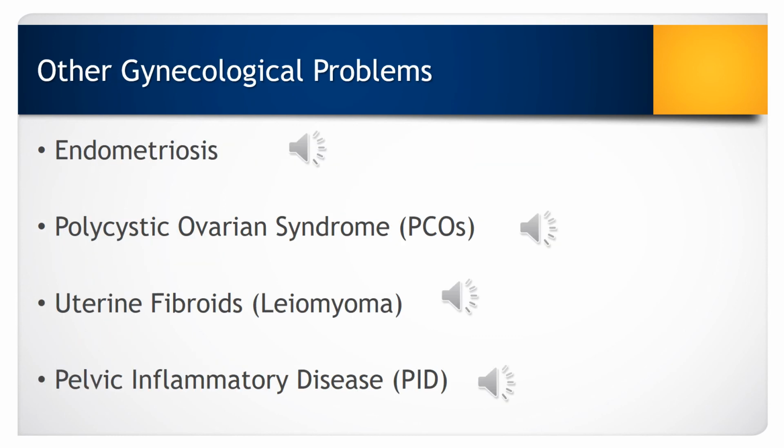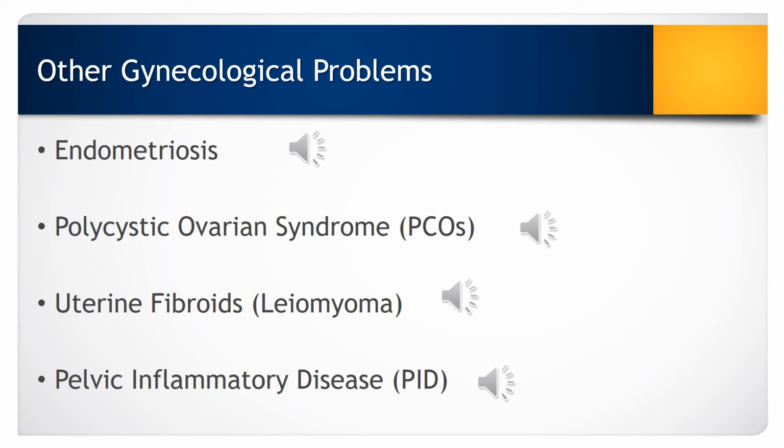I want to talk about a couple of other gynecological problems that affect women. We'll discuss endometriosis, polycystic ovarian syndrome, and uterine fibroids. First, endometriosis. So endometriosis is a condition where some of the endometrial tissue, that endometrial lining of the uterus, plants itself or is growing outside of the uterine wall.